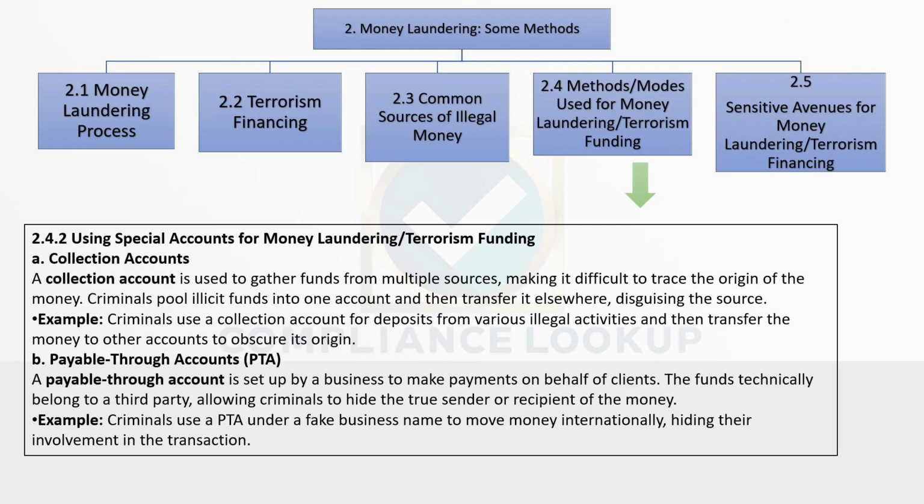Example: a criminal organization sets up a fake import export business and creates a payable through account under the business name. They use this PTA to move money internationally, appearing as though the funds are for legitimate business transactions. In reality, the funds are being transferred on behalf of criminals, hiding their true identities and involvement in the illegal transactions.